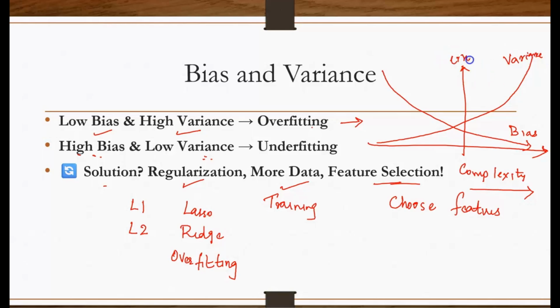Okay. The total error is always the sum of these two plus the noise. So the total error will always be like this: the sum of bias error, variance error and noise. As the complexity increases, here is less complex, and this is optimal complexity. So always choose optimal complexity, and try to avoid over-complexity as well as under-complexity. Okay.